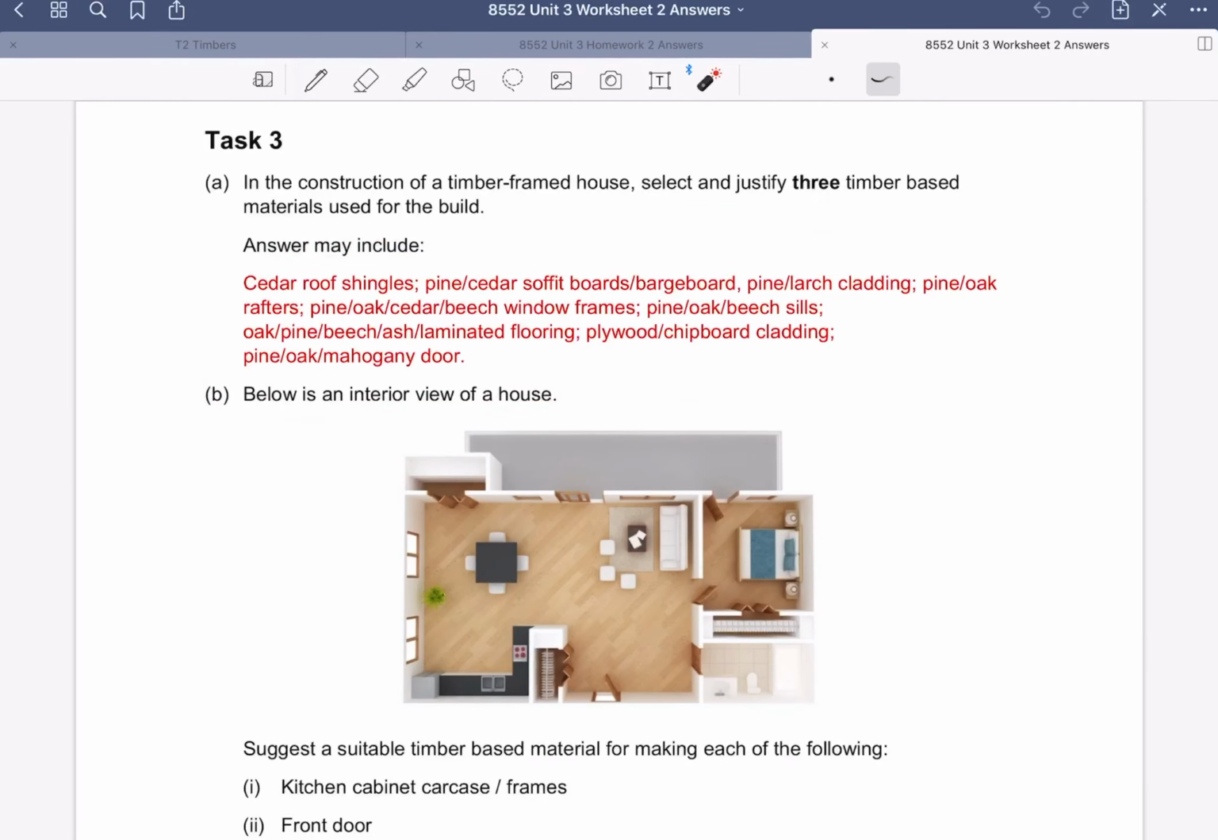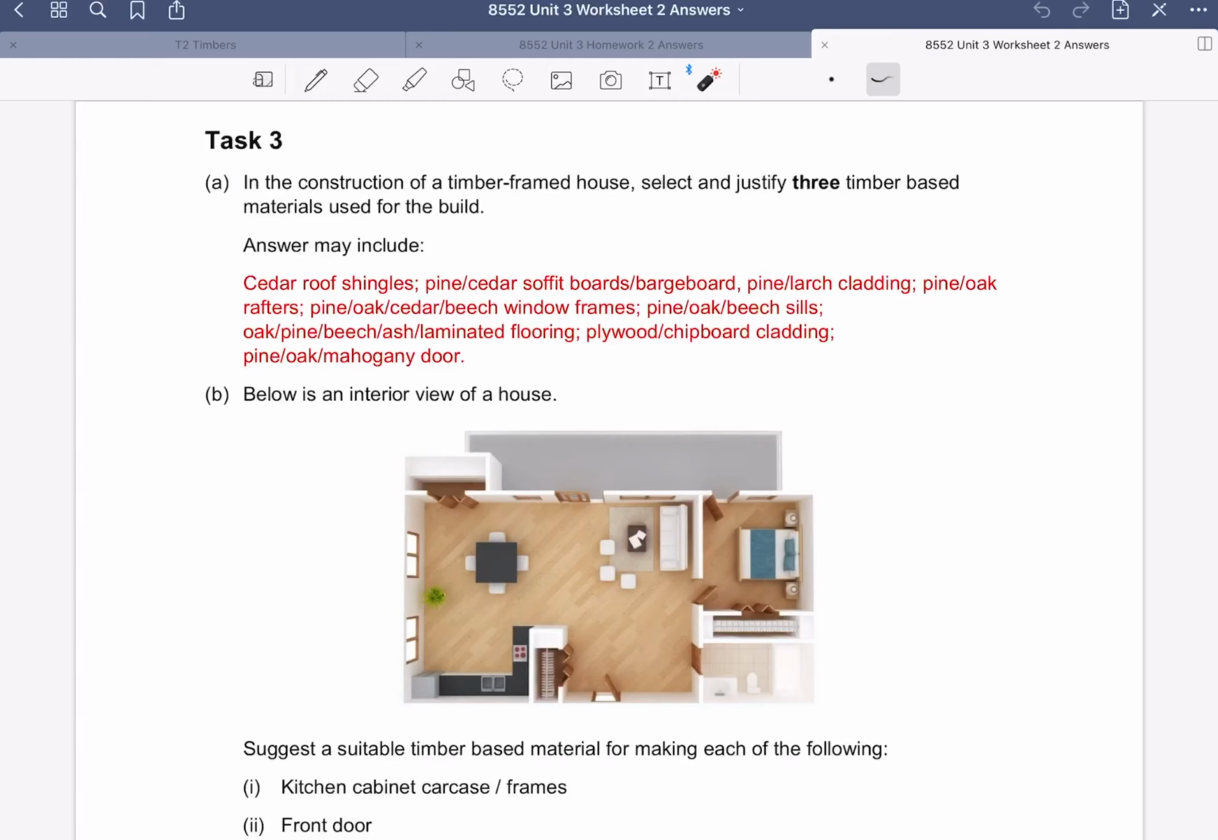But cedar roof shingles, well, we know that cedar has this natural resistance to the elements. Pine or cedar soffit boards, barge boards, pine or larch cladding on the outside of the house, again for aesthetics, but also for weather resistance. Pine or oak rafters, so these things that hold your roof up. Obviously pine is cheap, it's cheerful, and it would work, but oak is also, you'll see in a lot of older builds, used as that real strong material to hold your roof up. Pine, oak, cedar, beech window frames. Again, you've got multiple options there, depending on what you want to do and how you justify that.